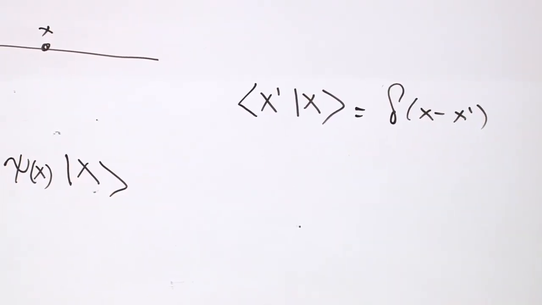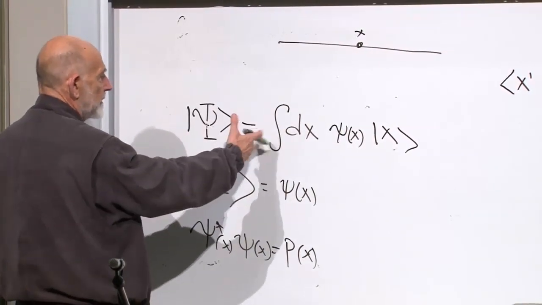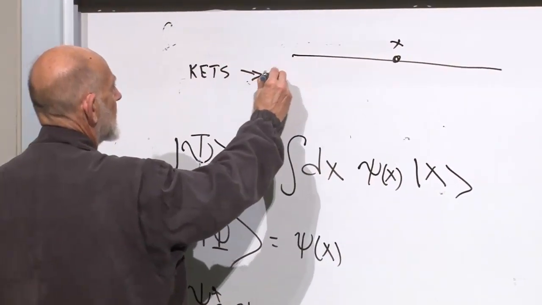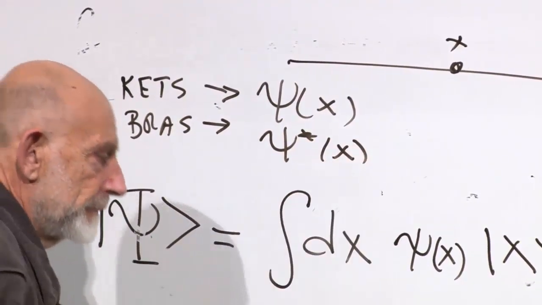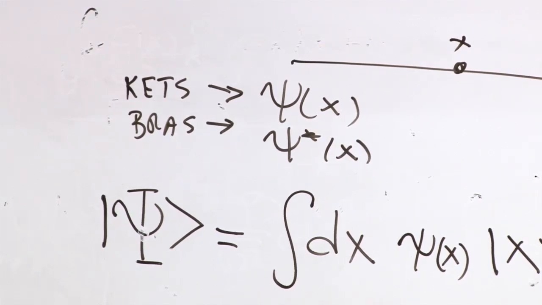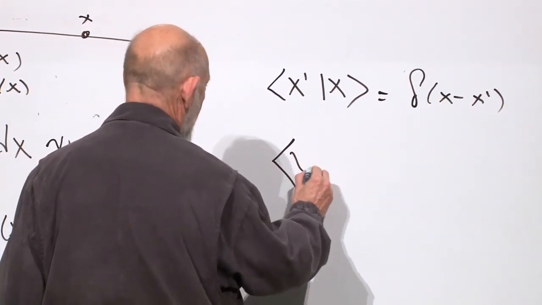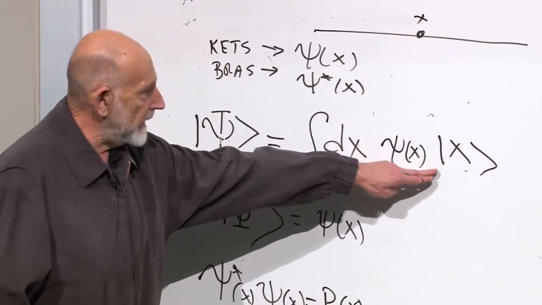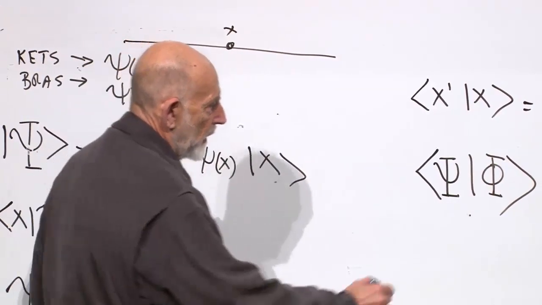We have bra vectors and ket vectors. If a ket vector is described by a psi of x, a bra vector, of course, would be described in a similar way in terms of psi star of x. So kets, psi of x, wave functions, bras, psi star of x. Usual thing, nothing new here. Finally, the inner product, not between x and x prime, but between two arbitrary states, let's call them psi and phi, each one of which can be expanded by use of a wave function. Phi is described by a wave function phi of x.